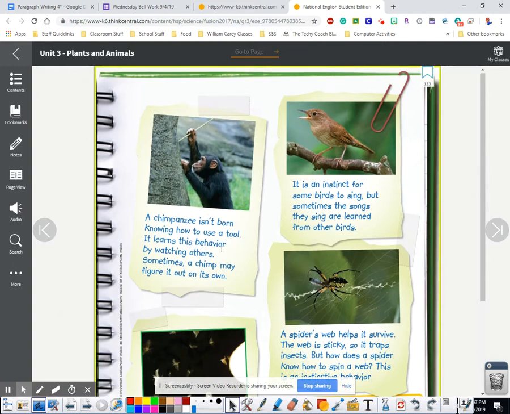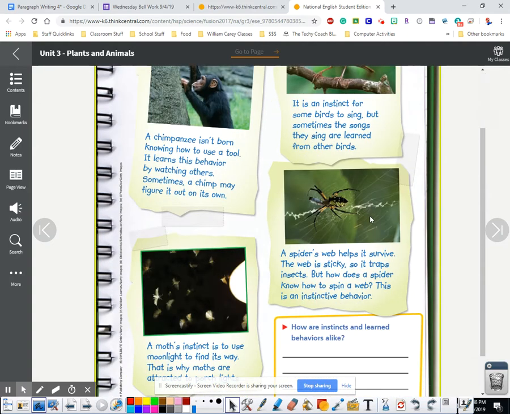It learns this behavior by watching others. Sometimes a chimp may figure it out on its own. So you're not born knowing it. You don't come out of the womb as a baby like, I know how to use a hammer. You either watch people or you can figure it out on your own, but not when you're a baby. It's an instinct for some birds to sing, but sometimes the songs they sing are learned from other birds.